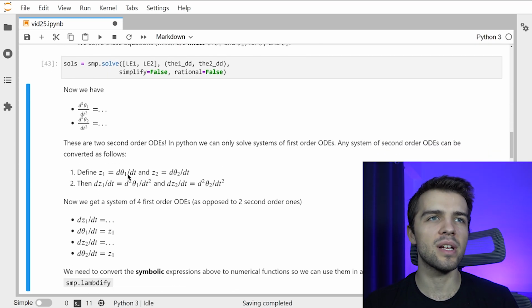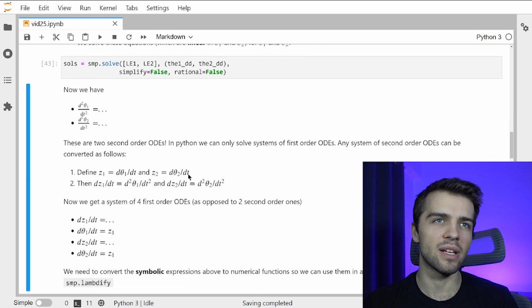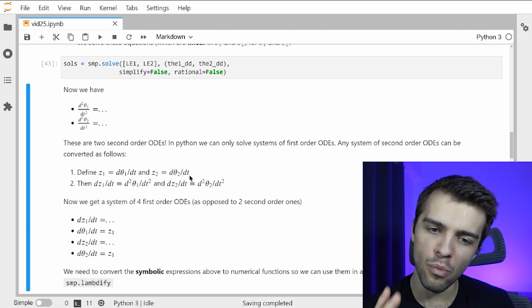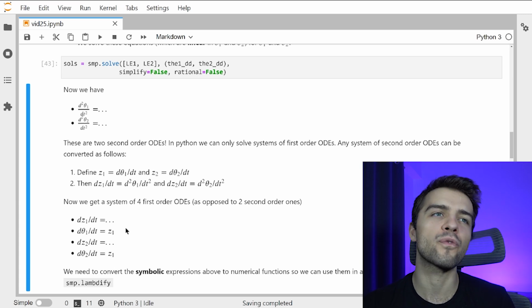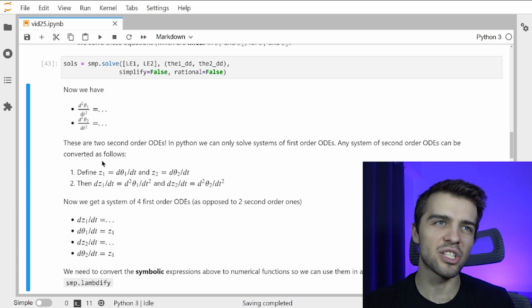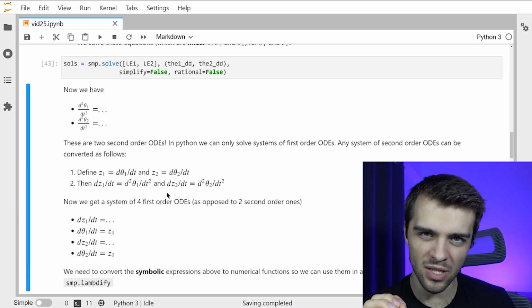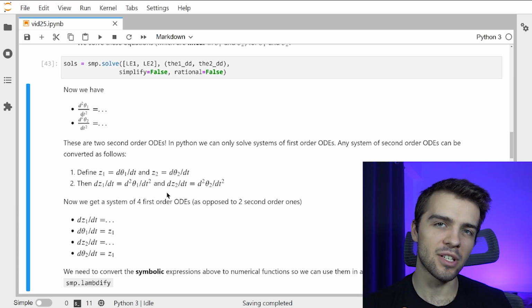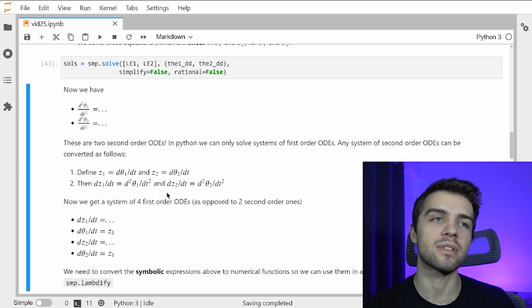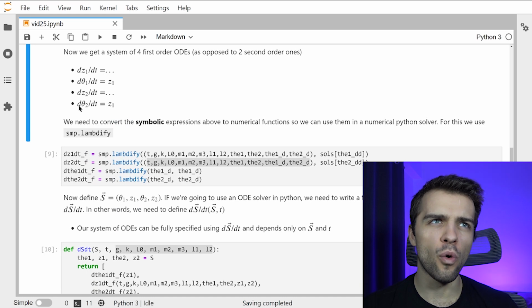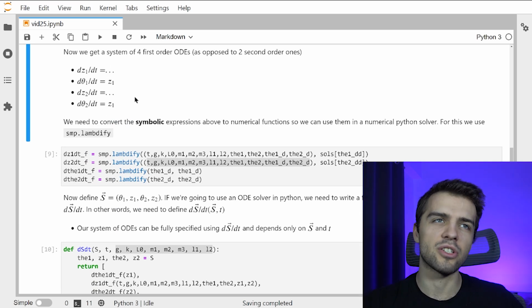Anyways, we define Z1 as d theta 1 dt and Z2 as d theta 2 dt. That gives us two more variables. And now we've turned a system of two second order ODEs into a system of four first order ODEs using this trick above. And I suggest you pause the video, think closely about this, and also check out my double pendulum video where I explain it in quite a bit more depth as well. So we have four first order ODEs. The dot dot dot, of course, is the long expression that I showed above.